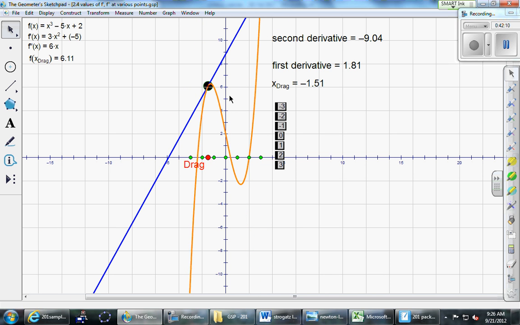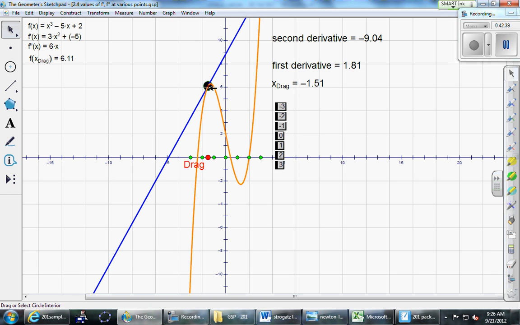So let's talk about that point right there. First, is the function increasing or decreasing at that point? Increasing. Does increasing have to do with the first or second derivative? It is first. And if the function's increasing, then the first derivative is what kind of a number? It's positive. So you can see right now x is about -1.5, and indeed, the first derivative is positive. The slope of that line is about 1.8. Super. But now let's think about the concavity.